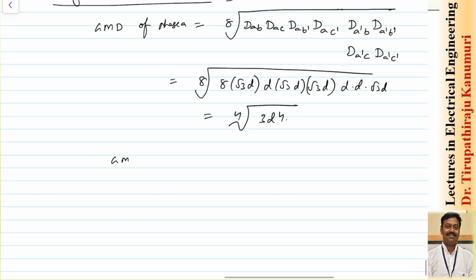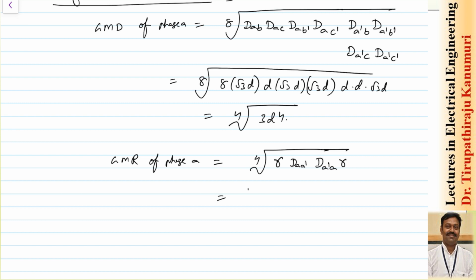So similar is the case, we can calculate the self GMD or GMR of the phase A. So for phase A, how many distances will be there? Distance of A with respect to A, that will be equal to radius. Distance of A with respect to A dash. Similarly, distance of A dash with respect to A. This will become distance of A dash with respect to A. Distance of A dash with respect to A dash will be radius R. So this I can write as 4th root of R multiplied by 2D multiplied by 2D multiplied by R. This will become square root of 2 into D multiplied by the radius.